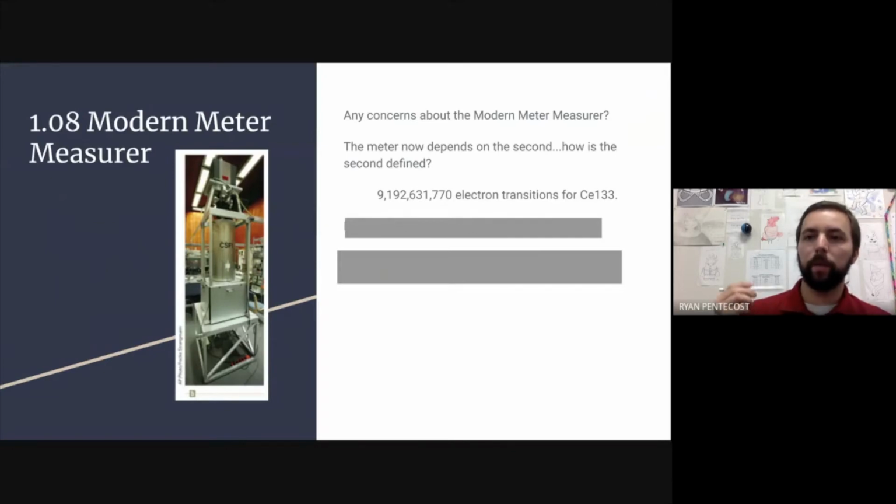9,192,631,770 times. So that electron, because cesium-133, I don't think that's the most stable atom of cesium, will constantly sit there and make these electron transitions over and over again at the same interval. And as it does so, if you count that over 9 billion times, that would be 1 second. And this is kind of how the atomic clocks work as well. Atomic clocks will use an atom to count a second to make sure that the world clocks are not off.